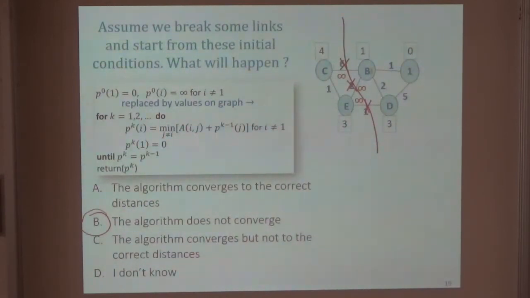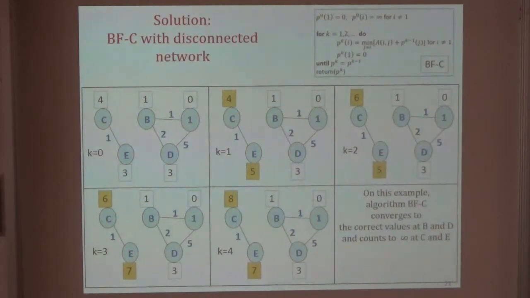Let's see on a simulation here what would happen. So this is exactly the network. Now I have two parts of the network. In fact, the links between the left and the right are broken. We start from the initial conditions on the left. Then if we focus on C and E, what will happen?